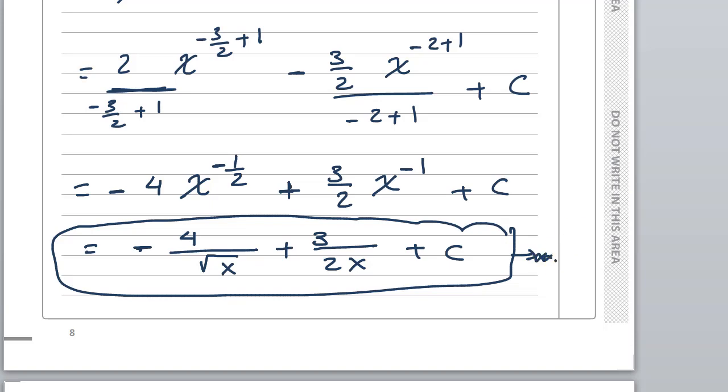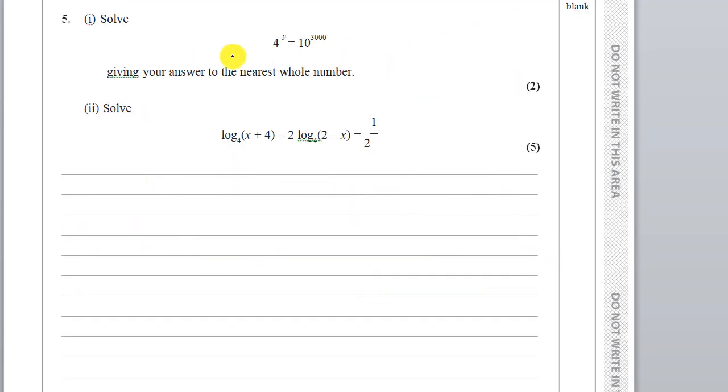Let us go ahead to another question. Now solve 4 power y is equal to 10 power 3000. Give your answer to the nearest whole number. So this is part I: 4 power y is equal to 10 power 3000.